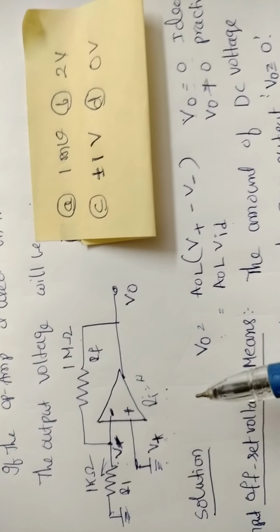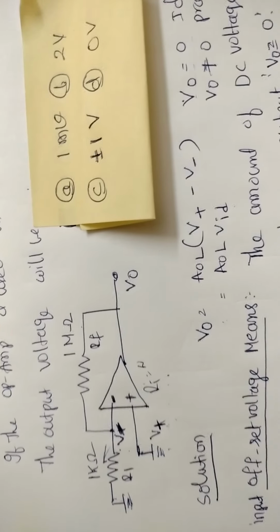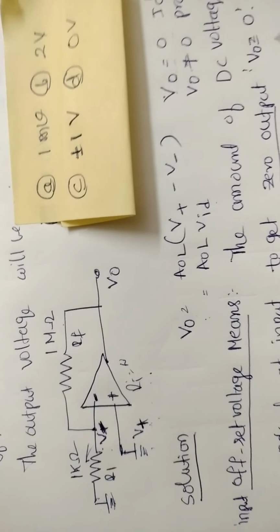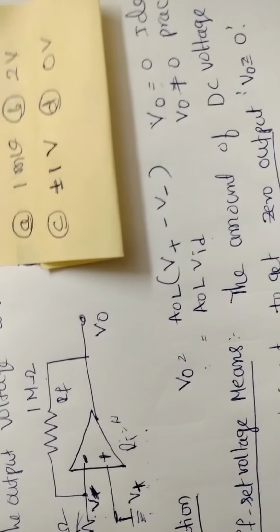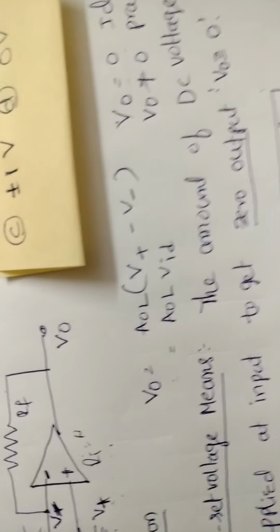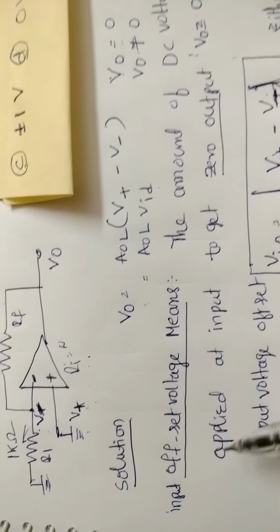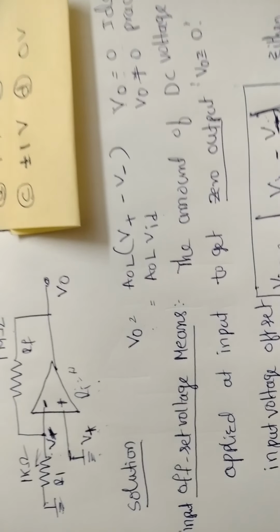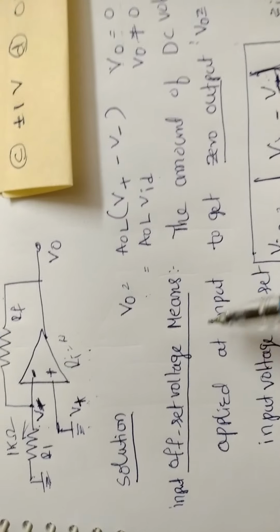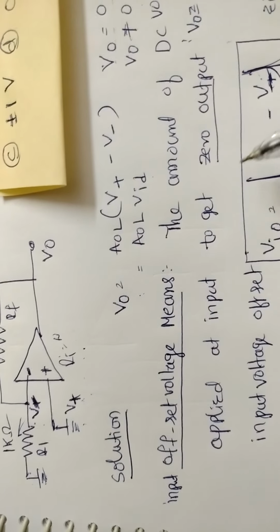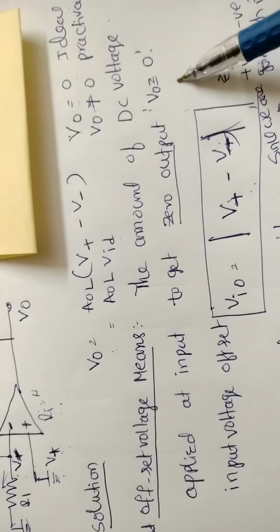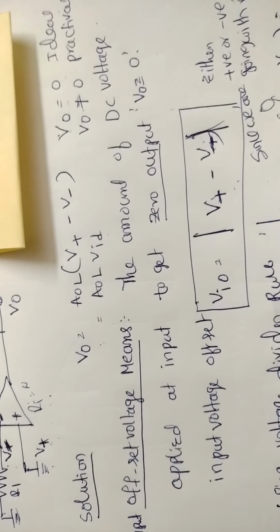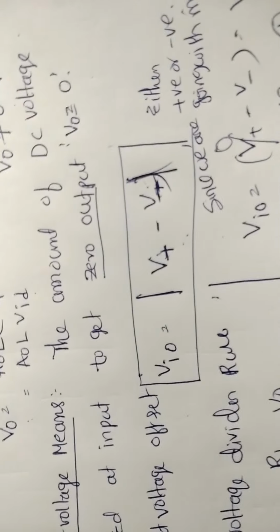Why? Because of the internal differential amplifier stages and practical imbalance in the internal circuitry of the operational amplifier, the output voltage is not 0. To ensure that the output voltage is 0, we have to balance it by applying some amount of input voltage. That voltage we call the input offset voltage. Input offset voltage means the amount of DC voltage applied at the input to get 0 output, that is V0 equal to 0. The input offset voltage is indicated with VIO.